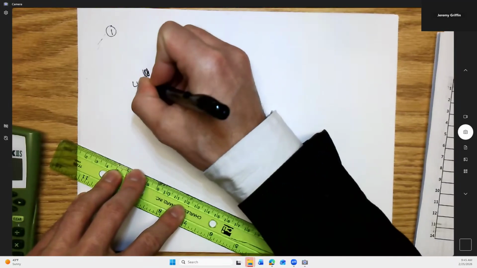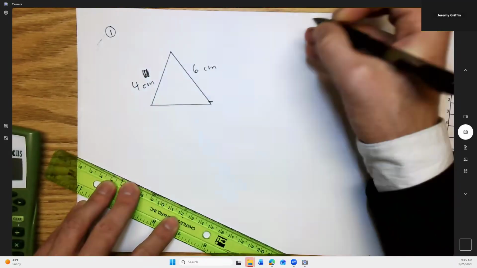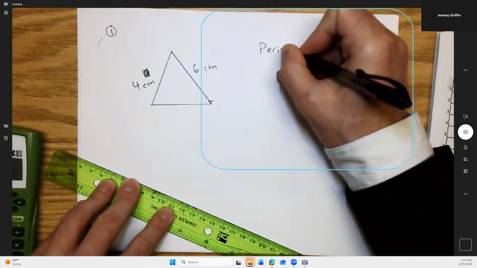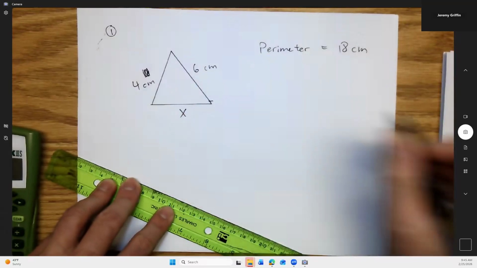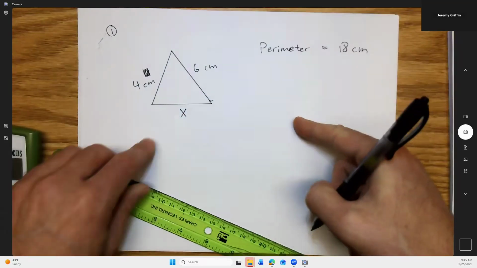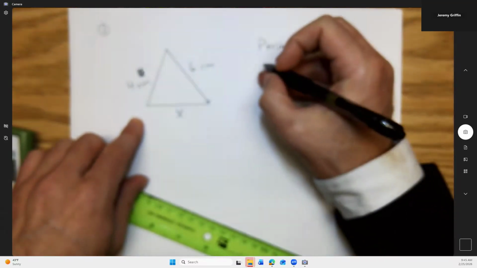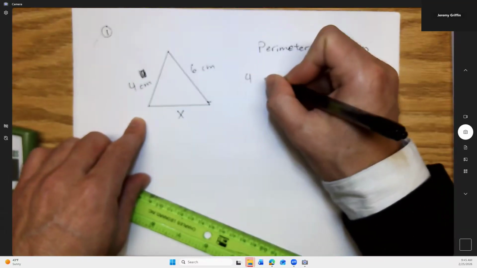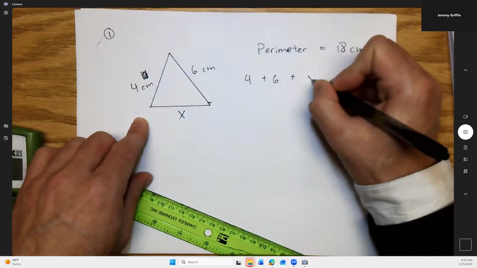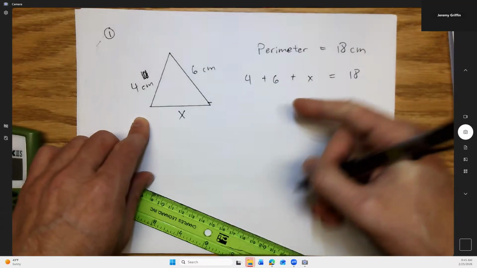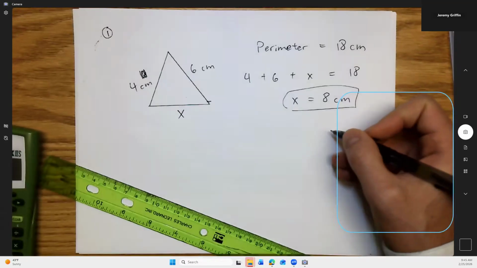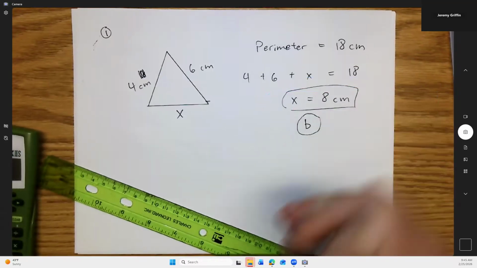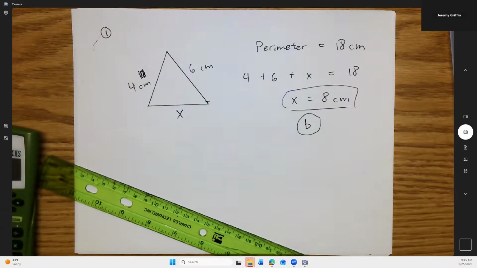This is 4 centimeters. This is 6 centimeters. And the perimeter is 18 centimeters. If I call the third side x, we're going to solve for x. Perimeter, you're just adding up the 3 sides, so 4 plus 6 plus x equals 18. And x should be 8 centimeters. So that looks like option B. Did you get D on number 1? I've got the answer key next to me too, and it says B.